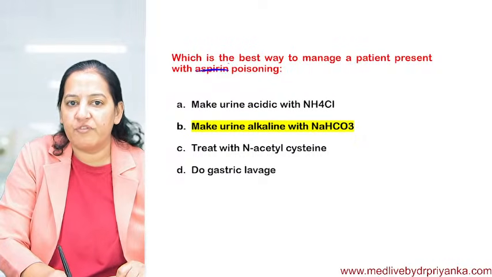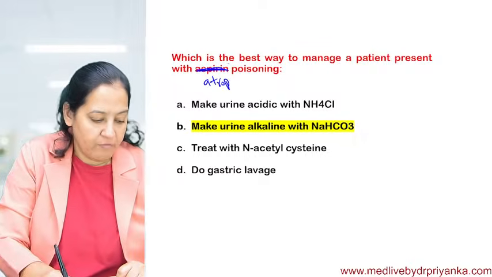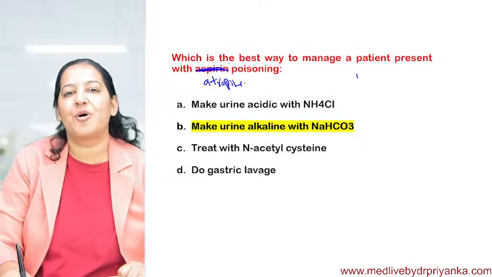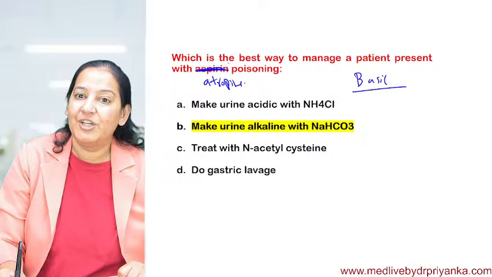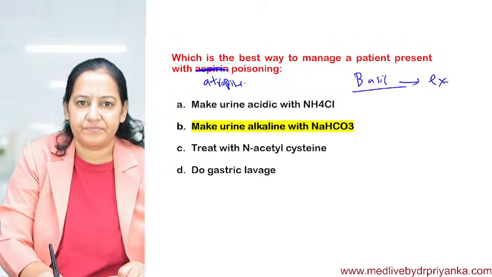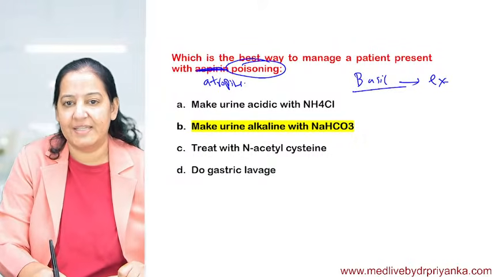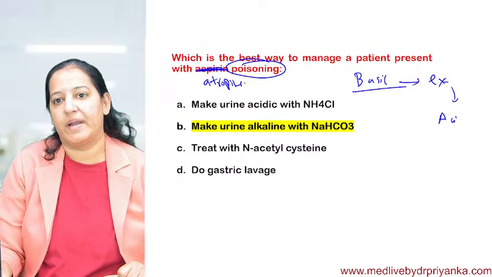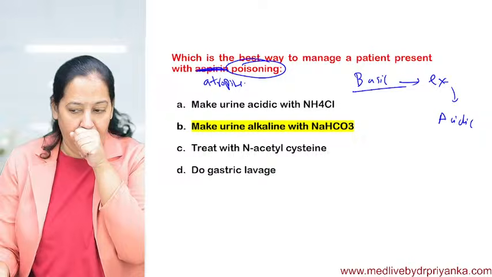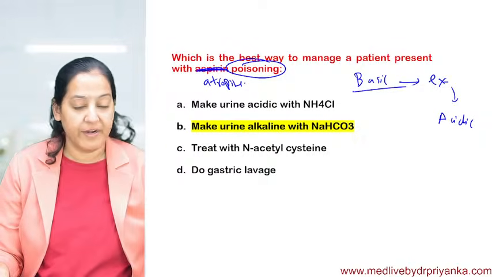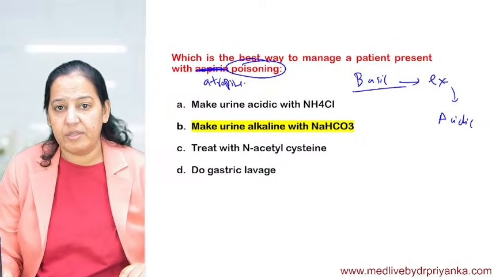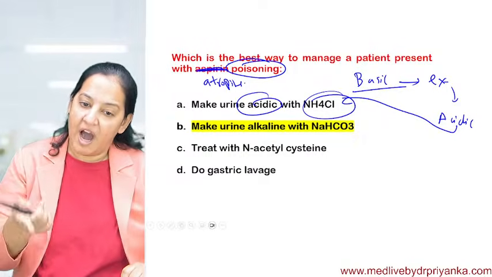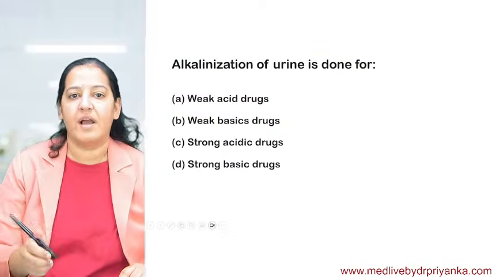If I change the question from aspirin to atropine, would you change your answer? You should. Atropine is a basic drug, so everything will reverse. It's a poisoning case and you want to excrete the basic drug. For excretion the opposite medium is required. In that case, you need to acidify the urine, and that will be done with the help of arginine hydrochloride followed by ammonium chloride.